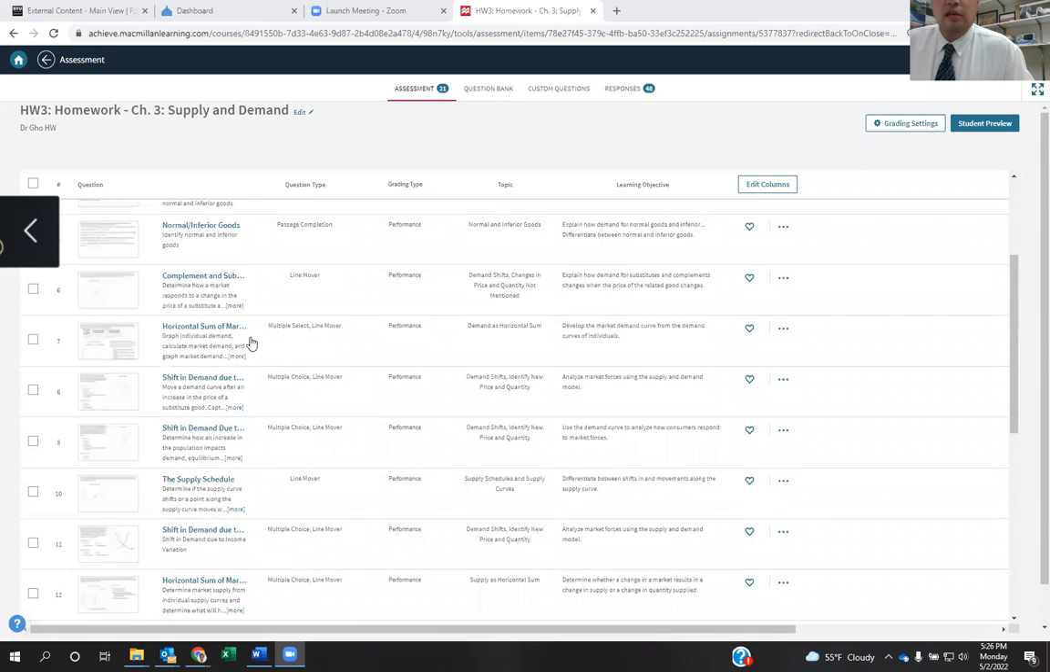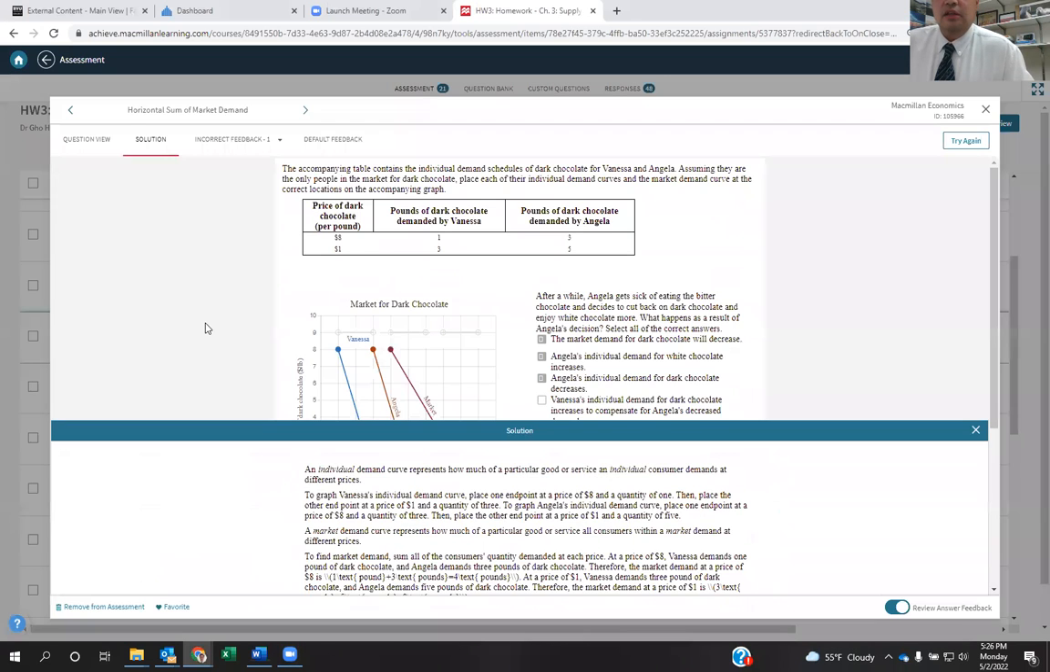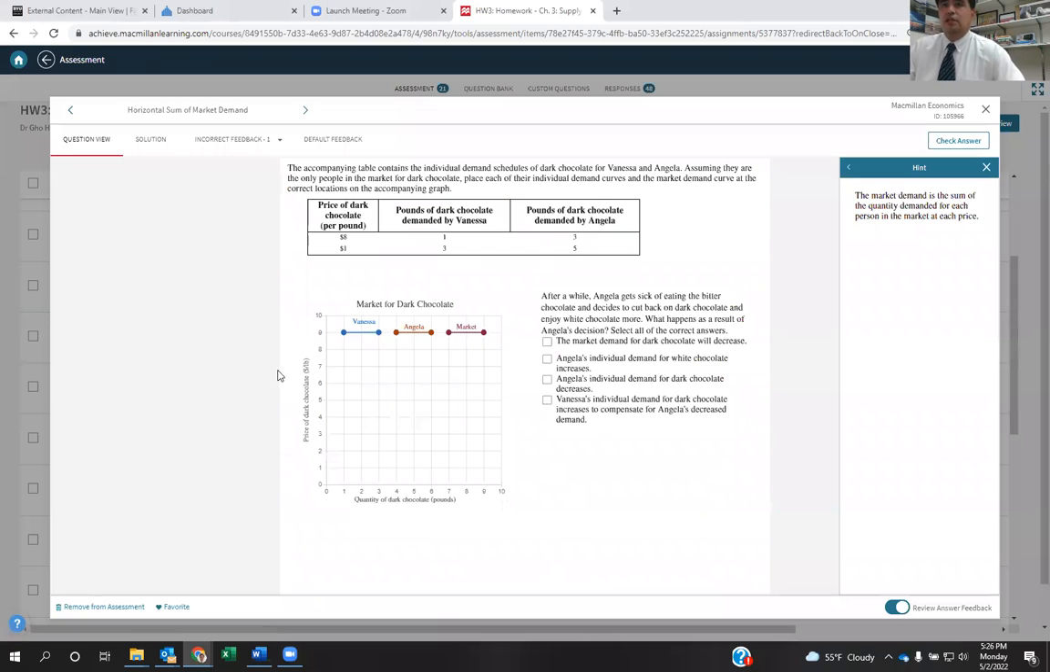And first of all, let's look at number 7. This is a chocolate one. We have a schedule that shows a demand schedule for Vanessa and Angela, and they're the only 2 people in the market. So let's go ahead and graph these out. At $8, she will demand only 1 unit of chocolate. So that is right there.